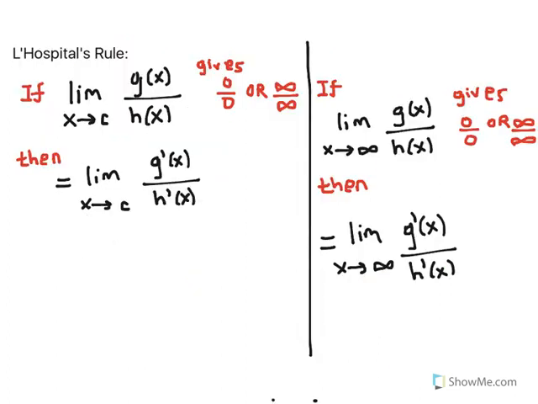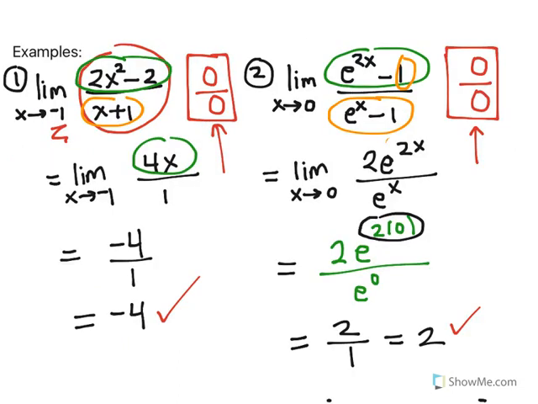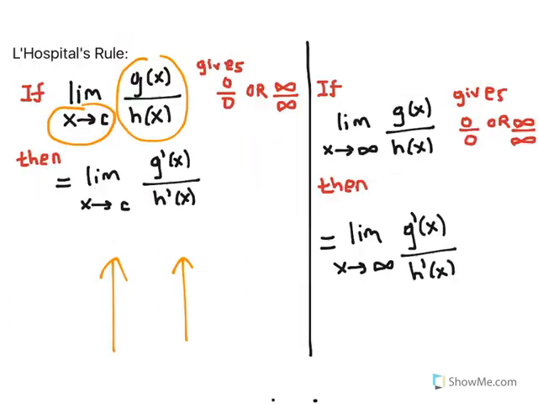So we've just seen two examples of L'Hopital's rule, and in the two examples that we looked at, we had the limit of a quotient as x was approaching a particular constant. In example 1, x was approaching -1, and in example 2, x was approaching 0.